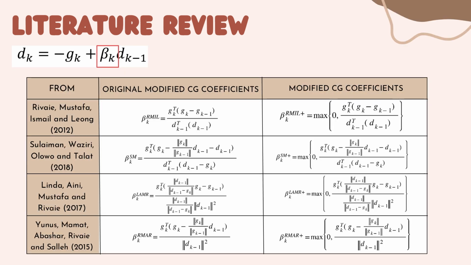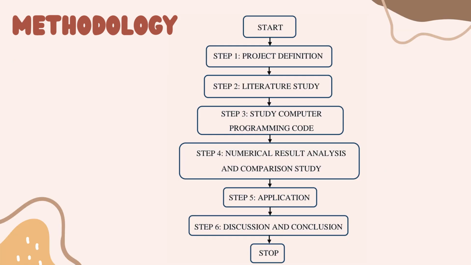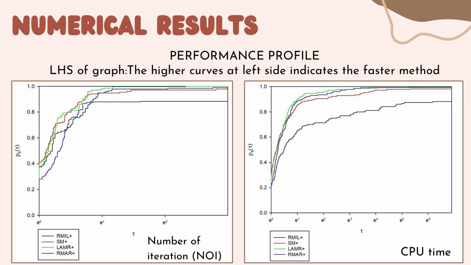These are the selected CG coefficients that we used. This is the methodology used in the study. Based on this performance profile, we can evaluate the left-hand side and right-hand side of the graph. For the left-hand side of the graph, the higher the curve, the faster the method, while the right-hand side of the graph is the percentage of test problems solved by each method.